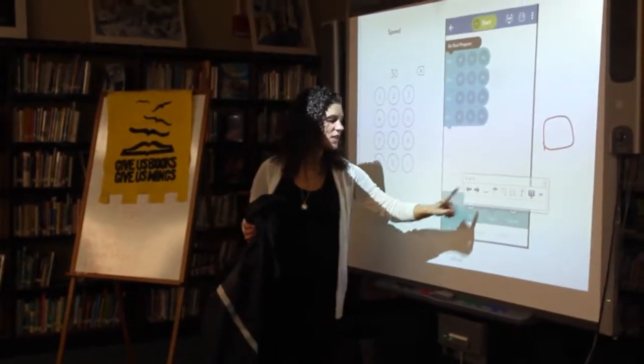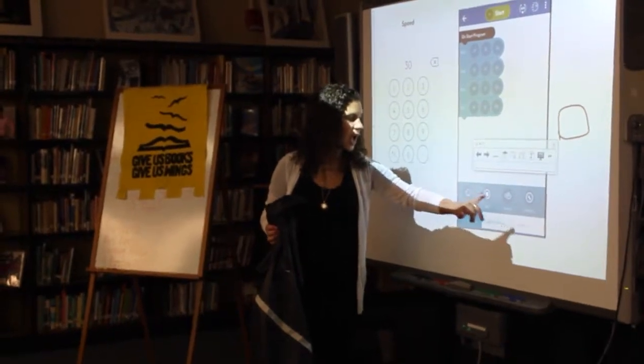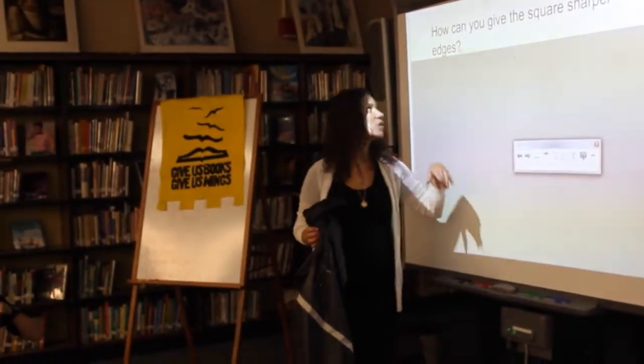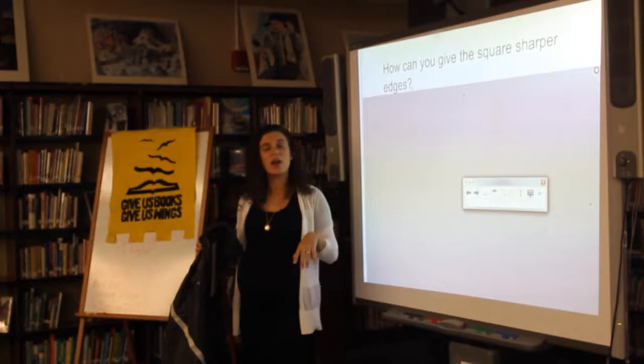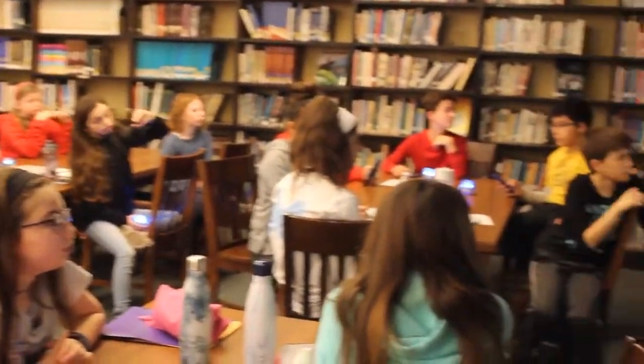Okay, so the next question is, we've explored this app before. We know there's a stop. We know there's some things in controls. What can you use to give this square sharper edges? What do you think you could use? You could add a delay. Oh my gosh, you guys are awesome. Okay, so we're going to add a delay.